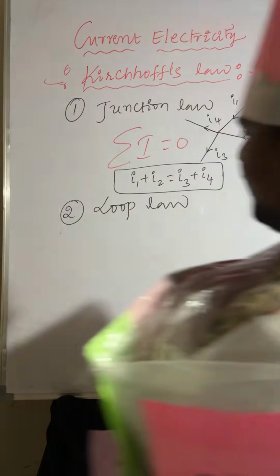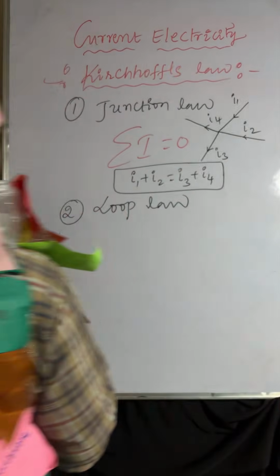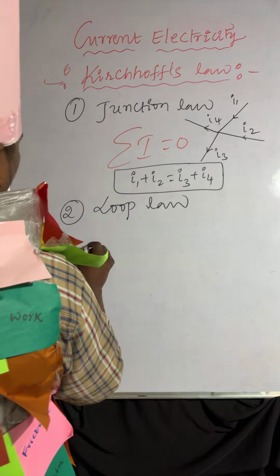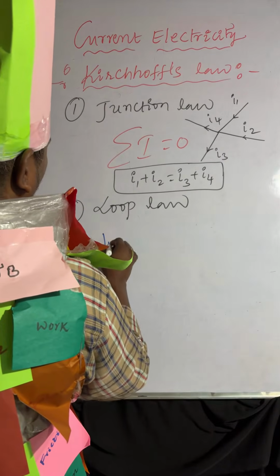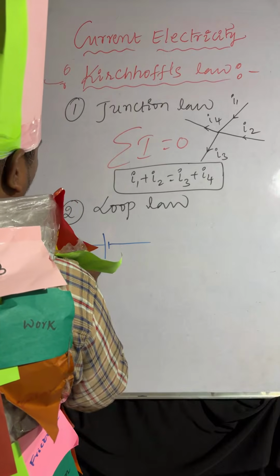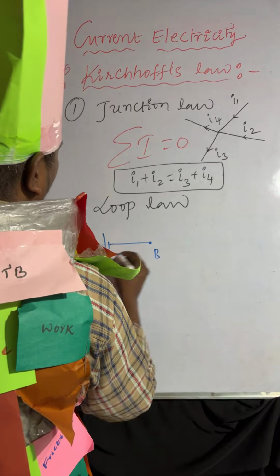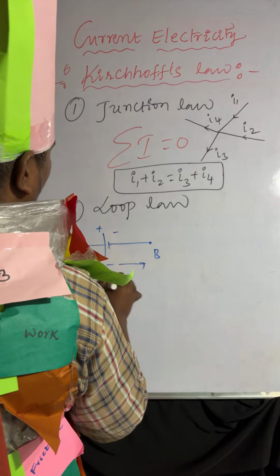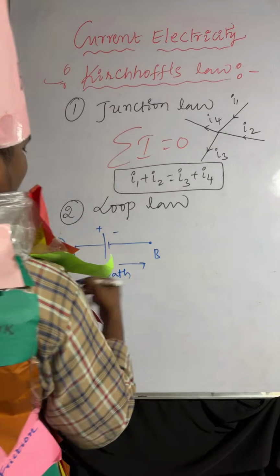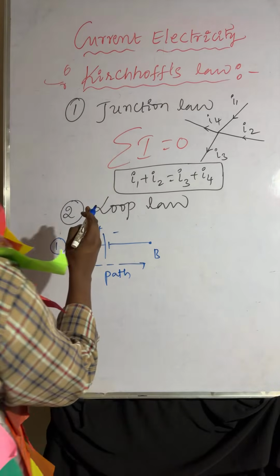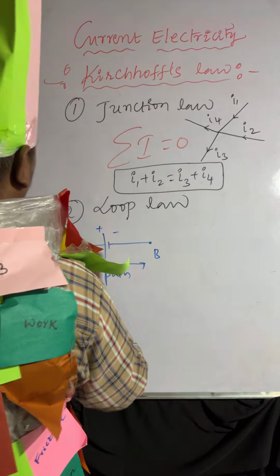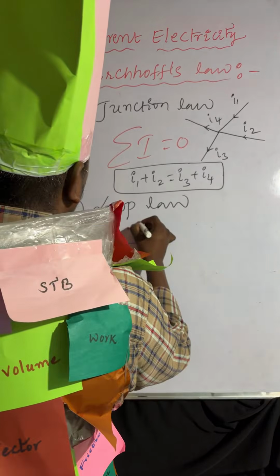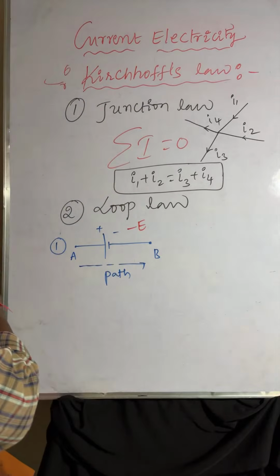Coming to loop law, there are 4 very important points, so we will discuss those. Point number 1: here I am taking the cell. This is point A and point B, the positive terminal and negative terminal. The path is very important, which direction you are going. If you are going from positive terminal to negative terminal, the EMF of this cell is negative, so you have to write negative EMF.